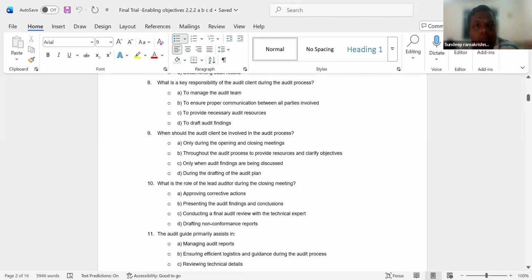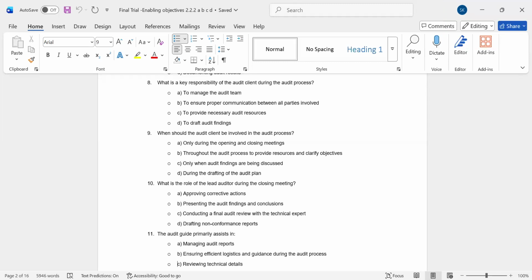Right. Ninth question. When should the audit client be involved in the audit process? A. Only during the opening and closing meetings. B. Throughout the audit process to provide resources and clarify objectives. C. Only when audit findings are being discussed. D. During the drafting of the audit plan. B, sir, throughout the audit process to provide resources and clarify objectives. Right answer.